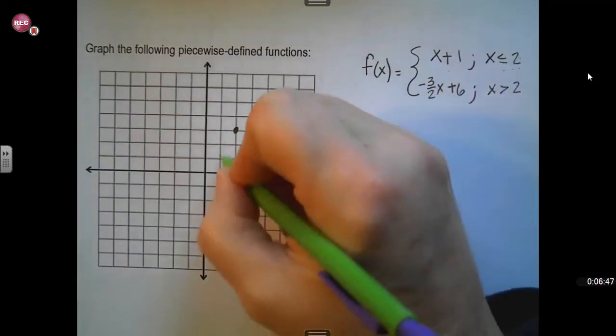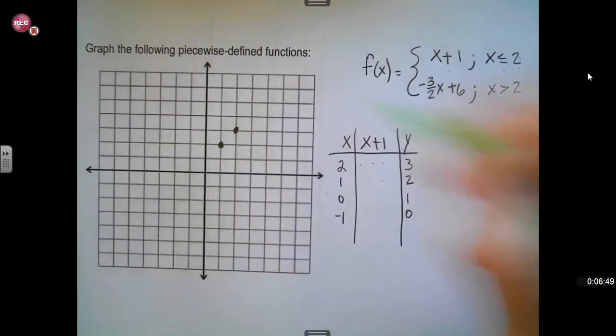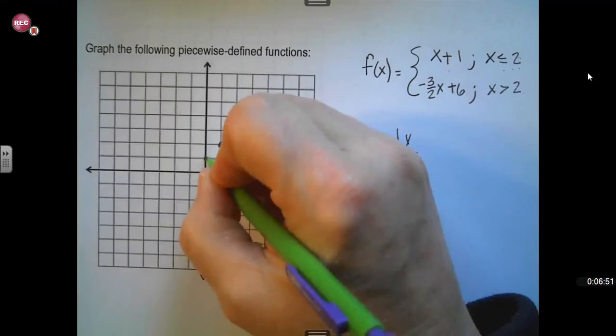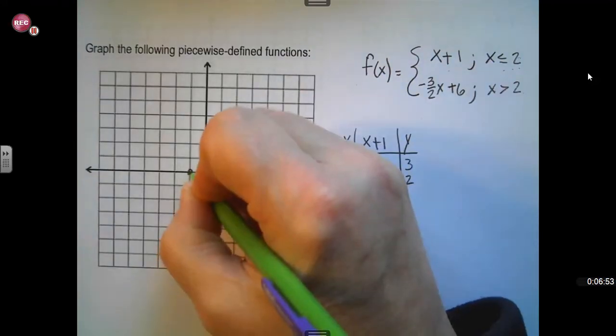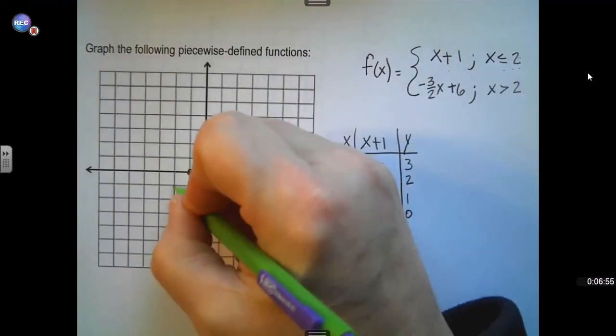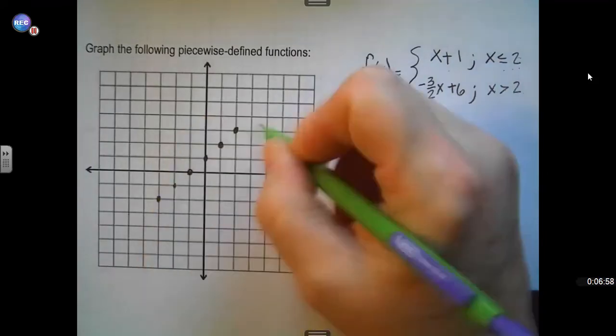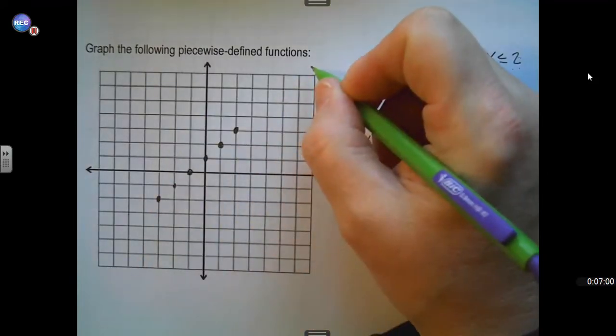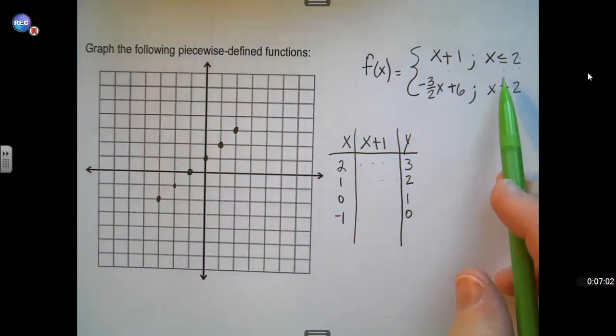And then 1, 2, 0, 1, negative 1, 0, and it keeps going, right? Keeps going in that direction. It does not keep going in this direction because it's only defined for less than or equal to 2.